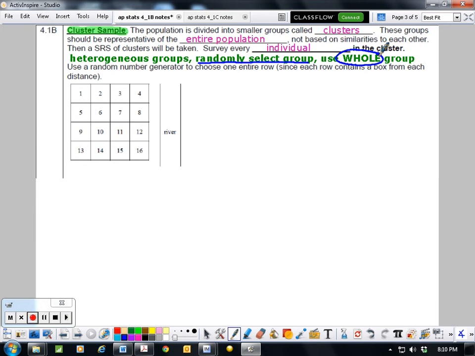And so now what we're going to look at is we're going to break this up into our groups. And before we went into columns because of the proximity to this river here. But now we want our groups to be a little bit more heterogeneous. We want it to have a little bit of everything. So now my groups are going to go across.